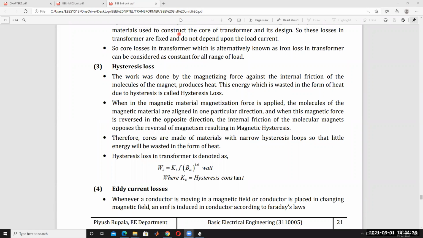Now the BH curve. This is called the BH curve. First it increases, then comes to here, and then goes like this. This is called B, and this is called H. A narrow hysteresis loop means that the hysteresis loop of the transformer core is like this.